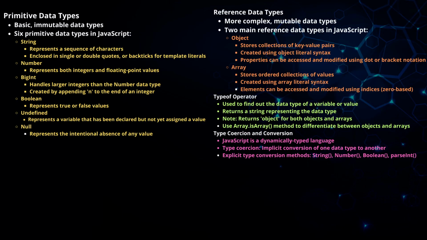Well, that's it for our comprehensive guide to JavaScript data types. We've covered primitive and reference data types, the typeof operator, and type coercion and conversion. Now, in the next video, we'll explore control structures, including conditionals and loops.